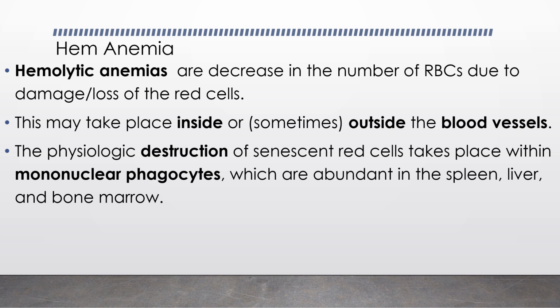Hemolytic anemia is a decrease in the number of RBCs due to damage or loss of the red cells inside or outside the blood vessels. It may happen inside or outside the cells too. Inside the cells, like mononuclear phagocytes, is considered outside the blood vessels, while inside the blood vessels is like in hemolytic anemias. It involves senescent or damaged cells, with problems in their hemoglobin or cell membrane. Such phagocytes are abundant in the spleen, also in the liver and bone marrow.